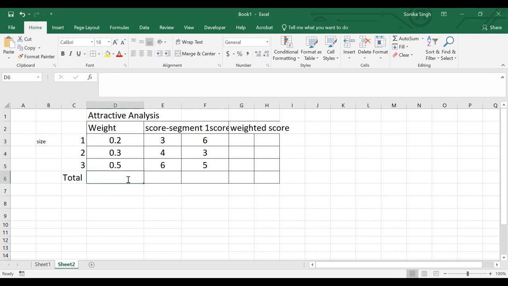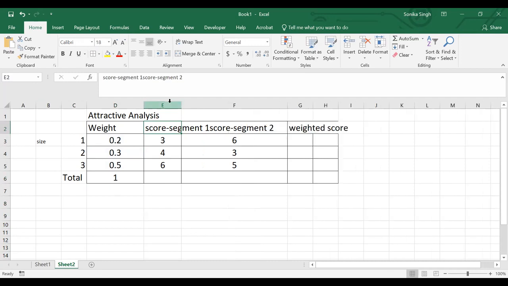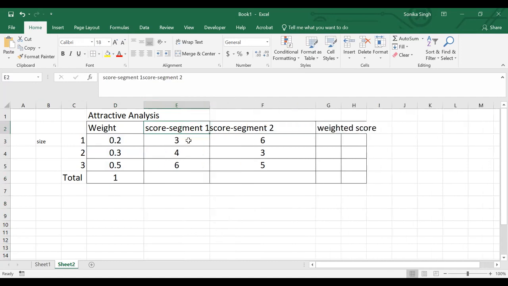Now, it is important that these sum to 1. These will sum to 1 if you have made no mistake. Okay, so that is a way of checking whether you're going okay. Now, these are the scores. Let's say you have 2 segments in the market, segment 1 and segment 2. This is how segment 1 scores on the criteria. This is how segment 2 scores on the criteria.